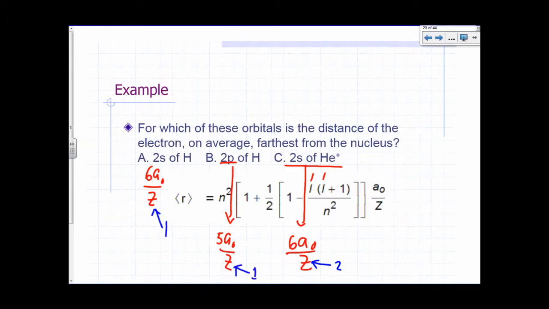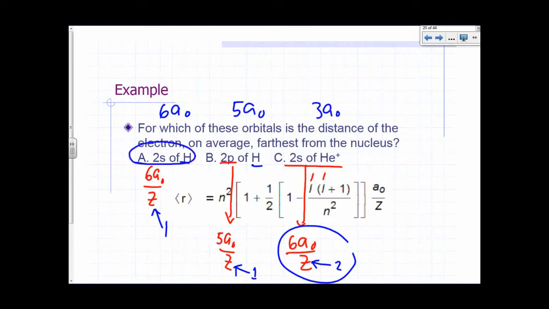Okay, so for choices A and B, you're talking about hydrogen. So Z for those is 1. So the average distances would be 6 A naught versus 5 A naught versus 6 divided by 2 here would be 3 A naught. So on average then, among these 3 possible orbitals, an electron will be farther away from the nucleus in the 2s orbital of hydrogen.